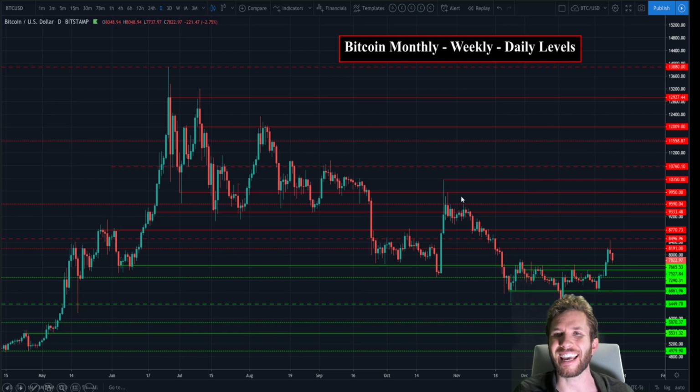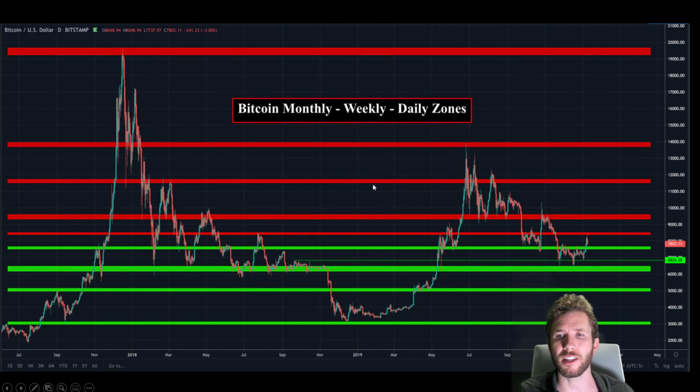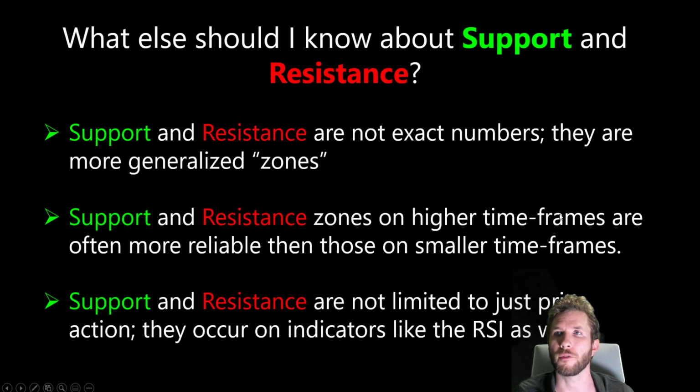When you throw in the daily levels, it starts to get a little messy. The thing with messy charts is that instead of using them as lines, you can also use them as zones. I would highly recommend looking at support and resistance as more of a zone. If I'm going too fast, I will slow it down. So rather than having lines, make sure that you turn them into zones. This gives you an idea of where you might be able to buy in based on the entire range of the zone.